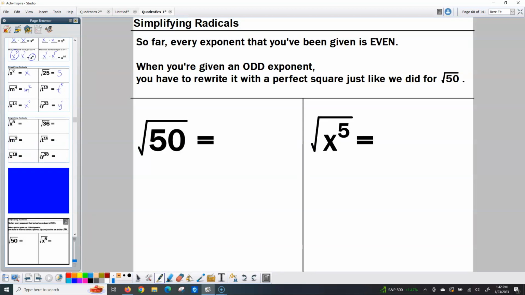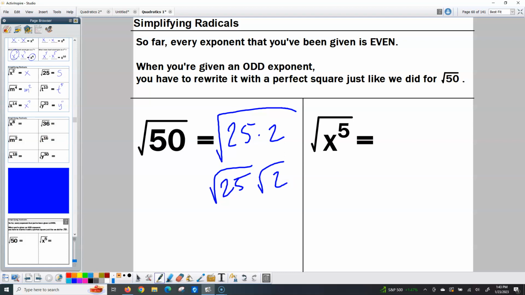But the problem comes in when there's an odd exponent. So sometimes we have odd exponents, and you have to treat it just like these non-perfect squares, just like we did square root of 50. So I rewrote square root of 50 with its largest perfect square. That's 25 times 2. And then I said square root of 25 times square root of 2. That would be 5 square root of 2.